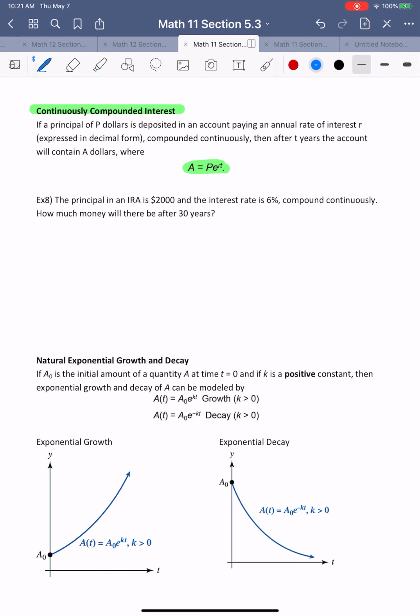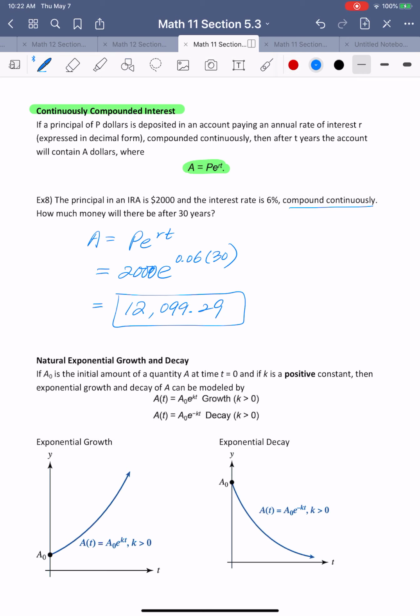So the principal in the IRA is 2000 and the interest rate was 6%, but we're going to compound it continuously for the 30 years. So we don't need the interest period, because it becomes continuous: you're earning the interest continuously, okay? So this is going to be A equal to Pe^(rt), so 2000 e to the 6% for 30 years. And then you get $12,099.29, which is more than the quarterly.